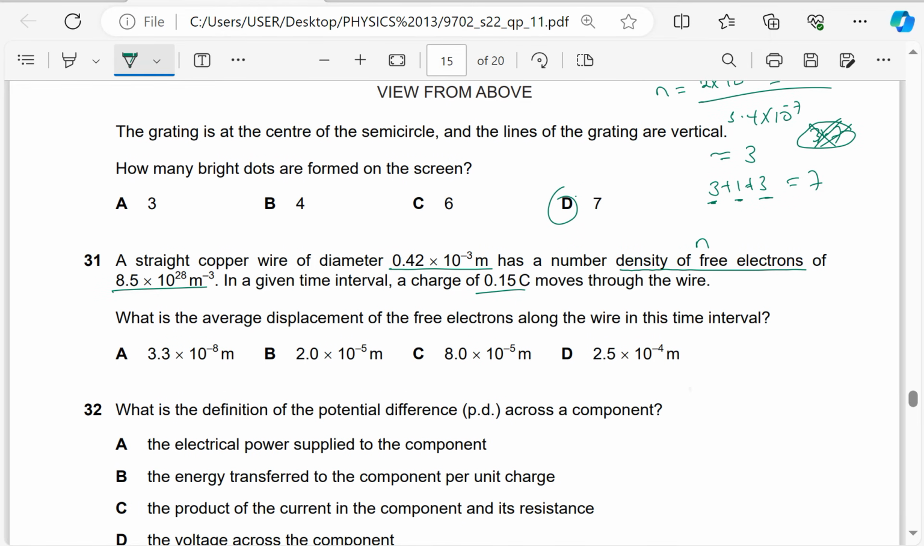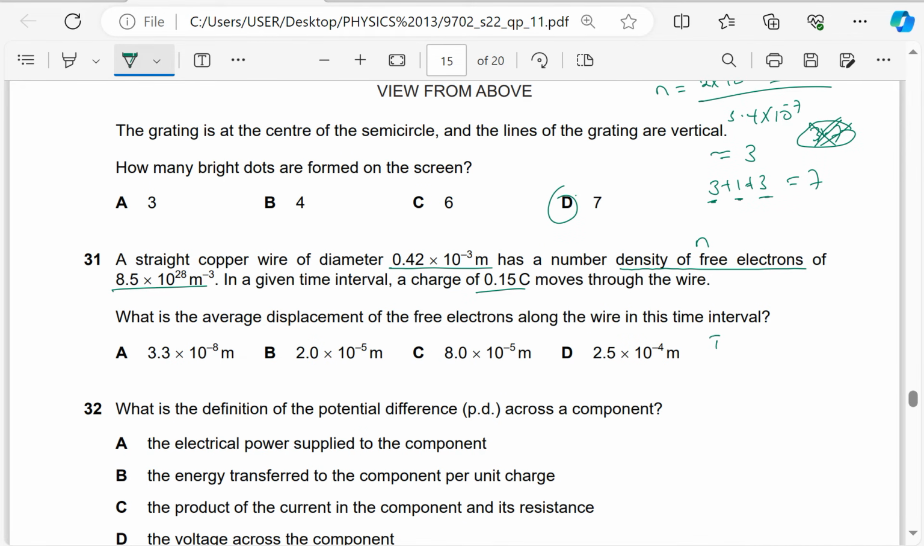Okay, so first of all, we know that current is equal to nqvA. That is current. And we also know that current is the rate of flow of charge. So Q over t is going to be equal to nqvA, where capital Q is total charge. So it means total charge Q is going to be equal to nqA times v times t.